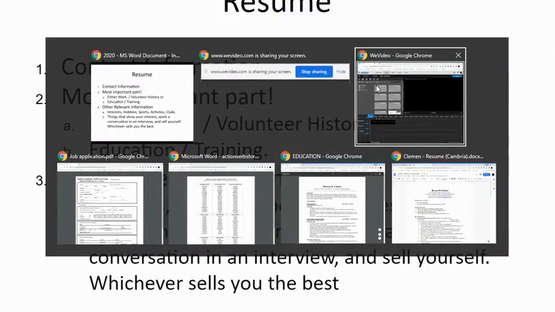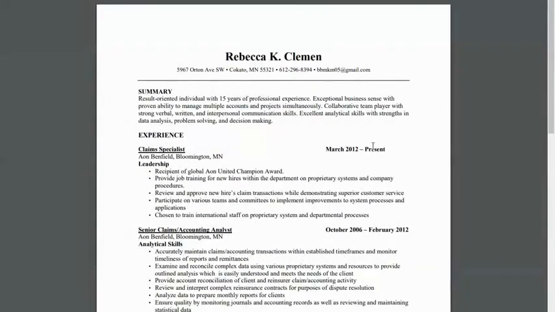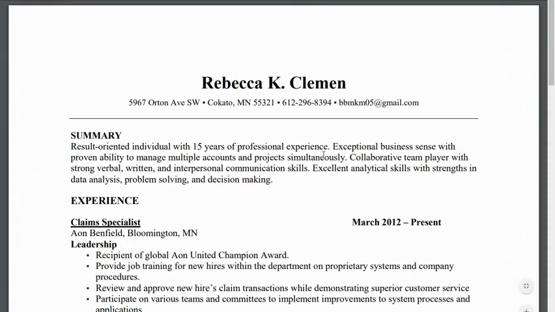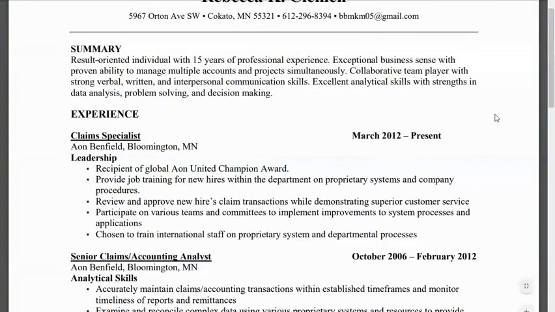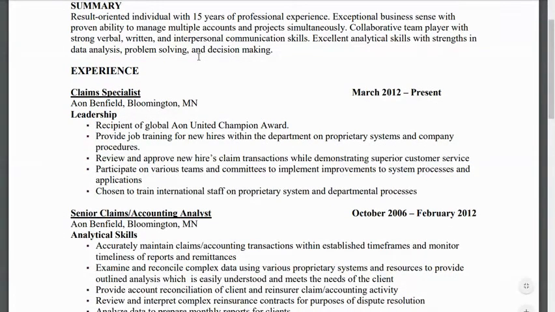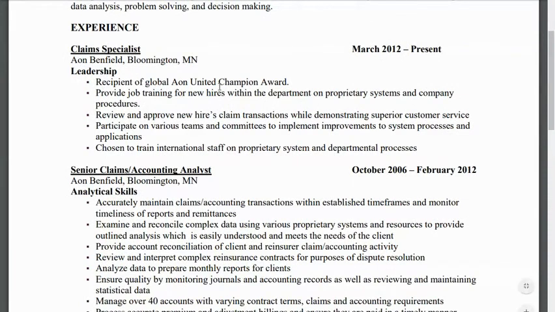Let's look at another one. Here's Mrs. Clem's resume. It's a little older, but same thing, contact information up top. Not identical to mine, which is okay. She's got a summary of her work experience here, a little brief paragraph they can read. Then it talks about her work experience. She was a claims specialist for Aon Benfield. If you know, there is some consistency there, right?